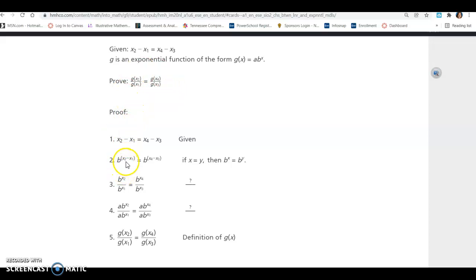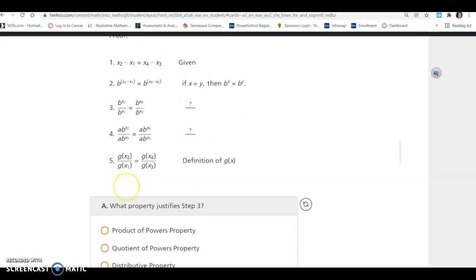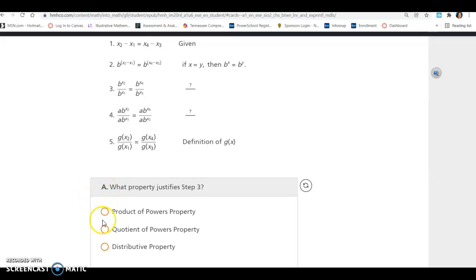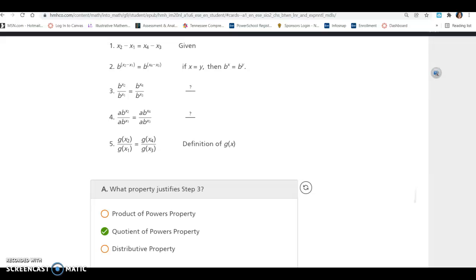Remember with properties of exponents, when you subtract, that came from division. So b to the x subscript 2 over b to the x subscript 1. Because they're dividing with the same base, you subtract your exponents. So number 3 would be the quotient. Quotient is division, so that would be the quotient property.